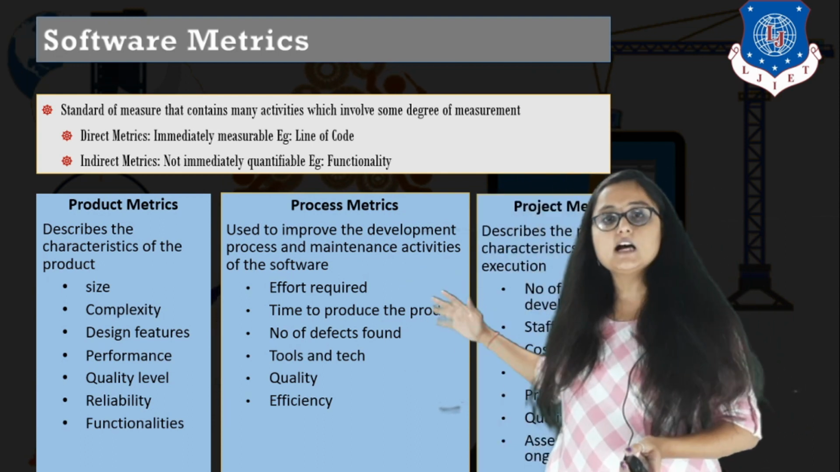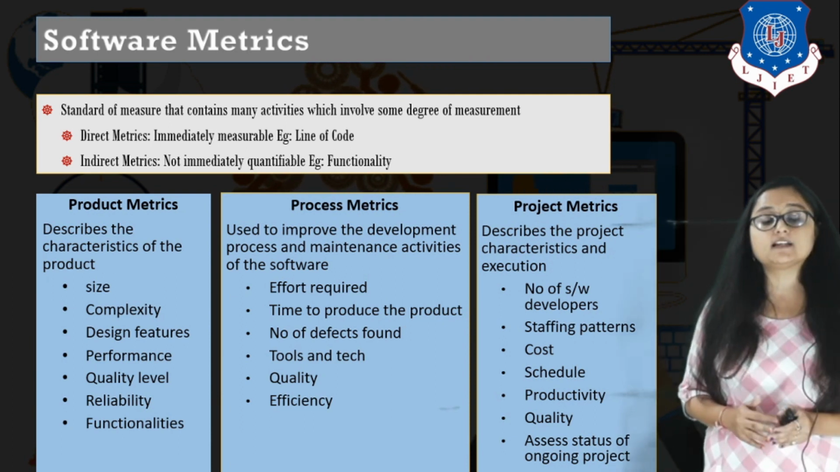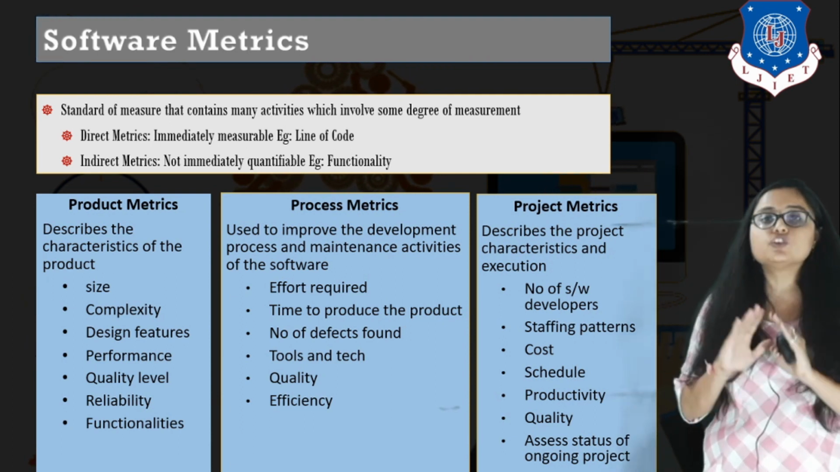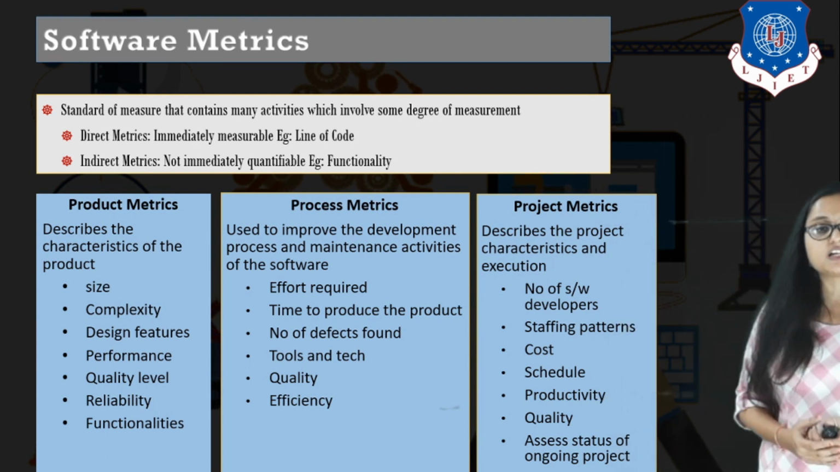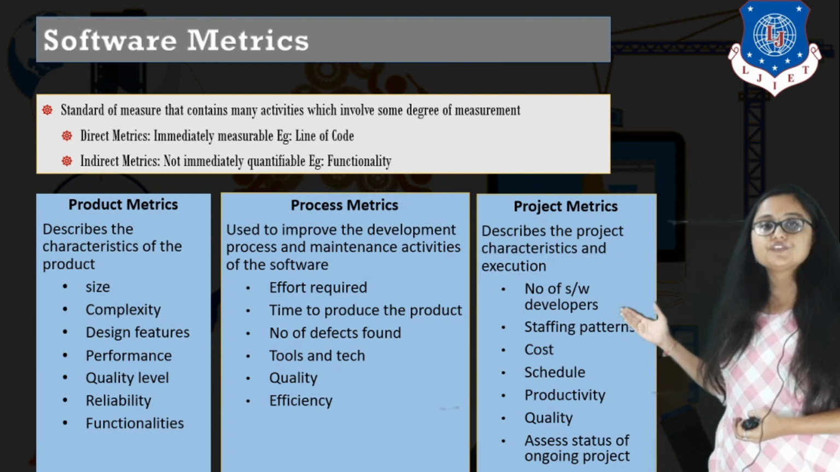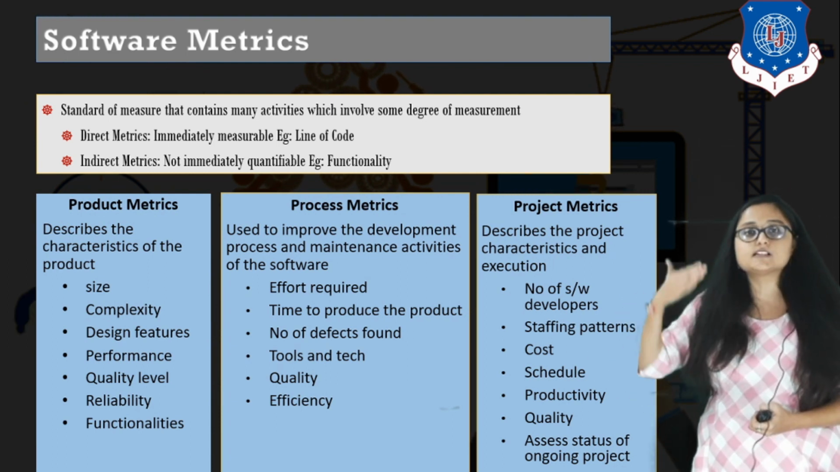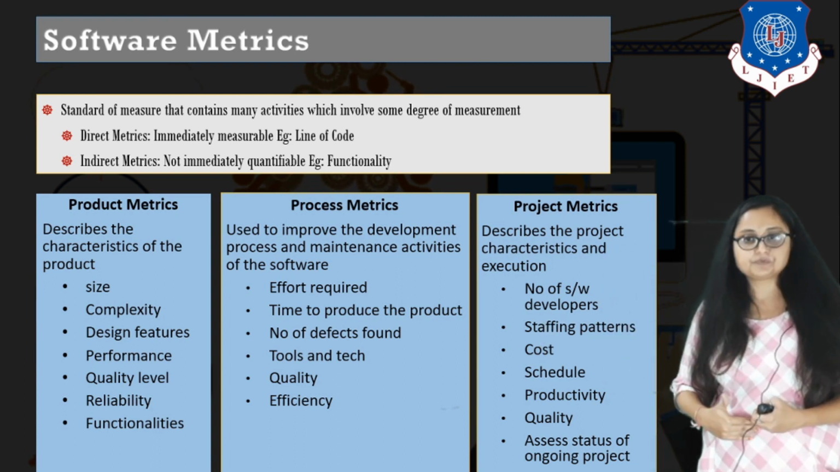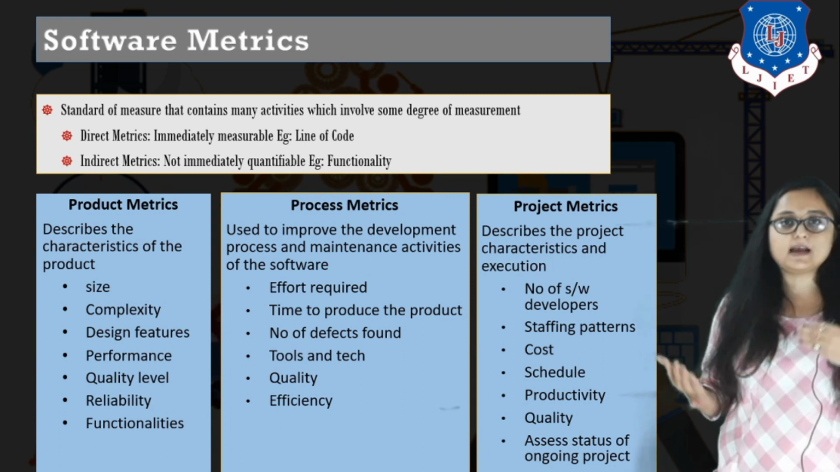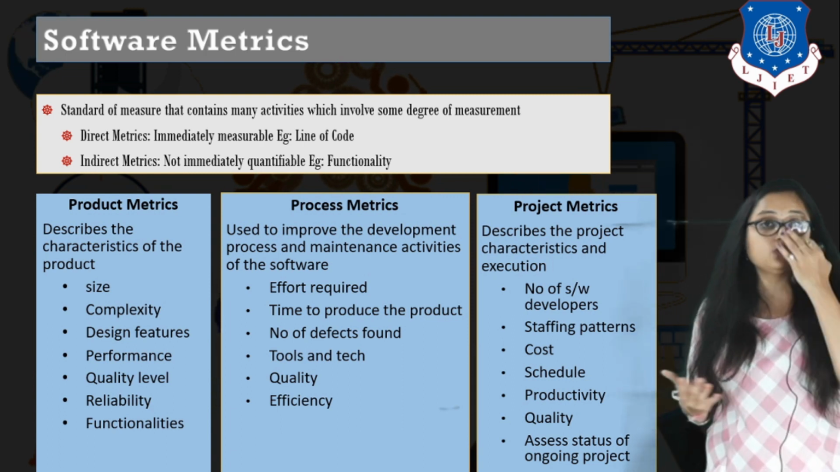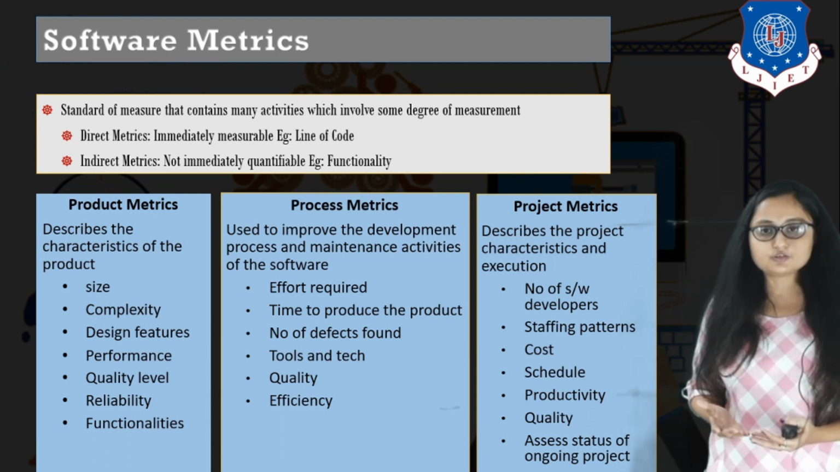The next or the last metric is project metric, and basically the project metric describes the characteristics of the overall project execution. These are the entities which are related to project metric, wherein the first entity is the number of software developers, how many developers are working on this project. The next is the staffing patterns, right? So what is the team structure you are using, what is the staffing pattern you are using, what is the process model that you are using, right?